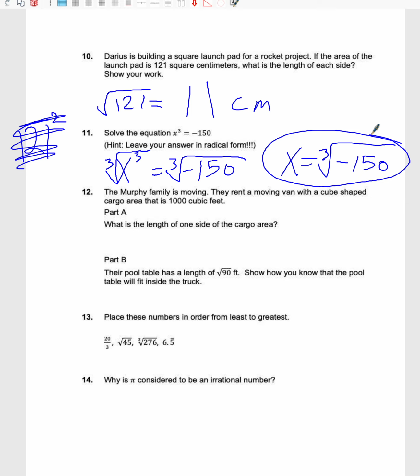All right, the Murphy family is moving. They rented a moving van with a cube-shaped cargo area that is 1,000 cubic feet. So what is the length of the side of the cargo area? 10. The cube root of 1,000 equals 10 feet.